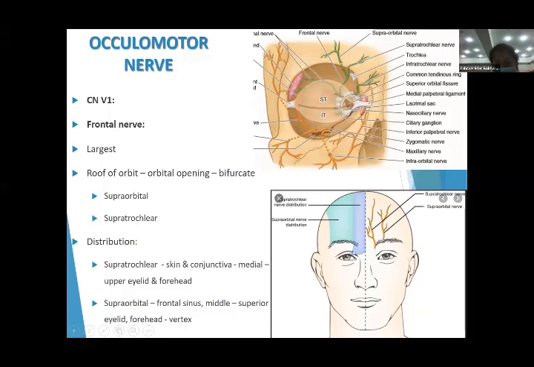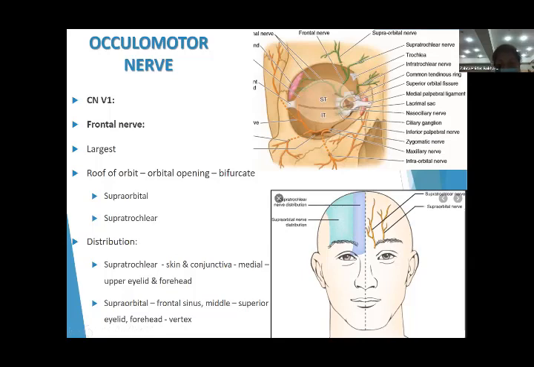It supplies, starting from here, the medial part of the conjunctiva lining the upper eyelid and the forehead, just the forehead up to the hairline, where it should be. Okay, here, it does not go further than this, this is a wrong depiction. Up to where this arrow is, where the hairline is, where the hair starts, up to there it is the supratrochlear. And then laterally, this lighter blue, this is the supraorbital.